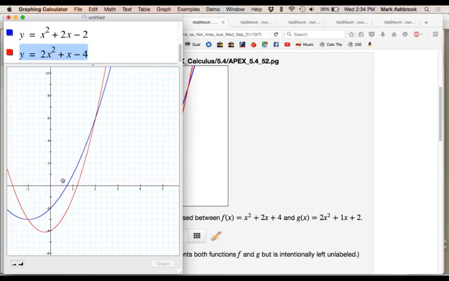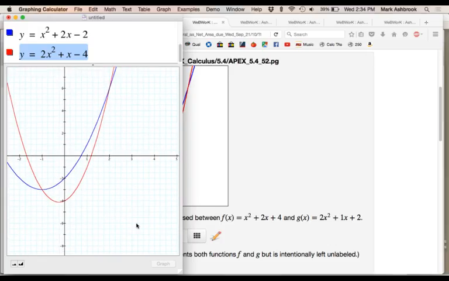Okay, so here's the situation. They want the area between these two, like this. And we notice this is all in negative territory and this is all in positive territory. So do we need more than one typical strip? If we look at this, I could draw my typical strip like this.